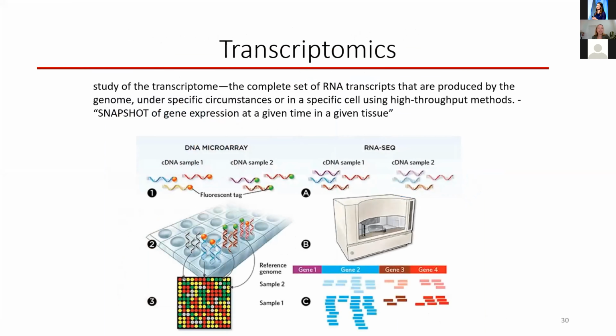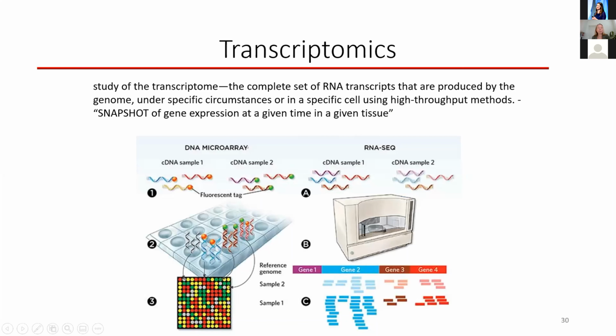Transcriptomics. The transcriptome is the complete set of RNA transcripts that are produced by the genome under specific circumstances or in a specific cell using high throughput methods. It is a snapshot of gene expression at a given time in a given tissue. There are two different methods of measuring RNA expression.